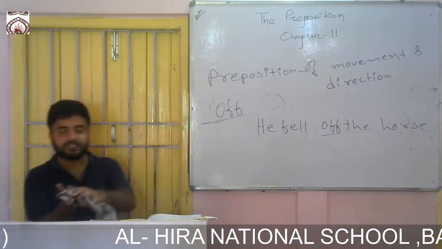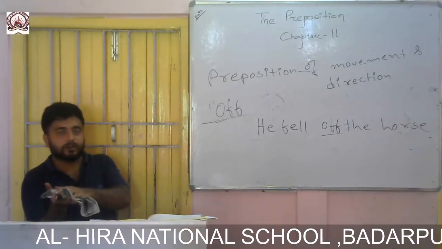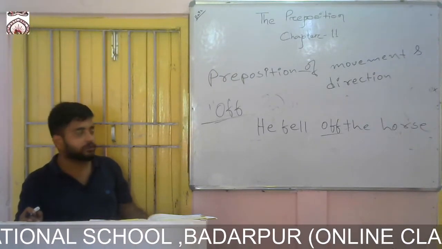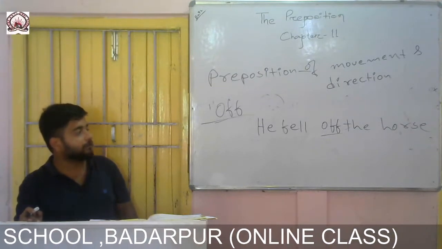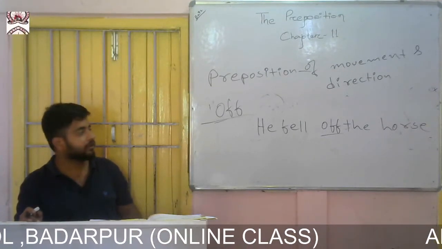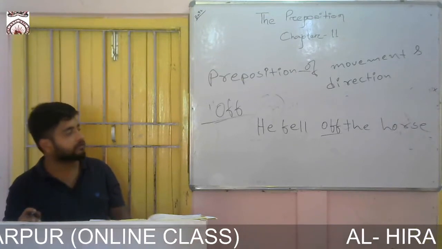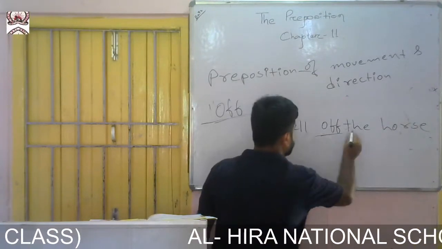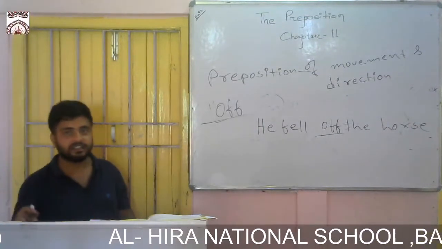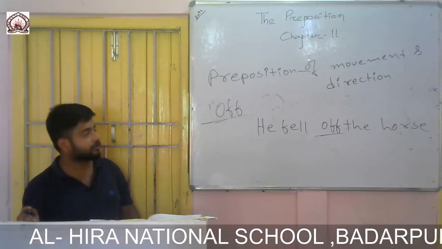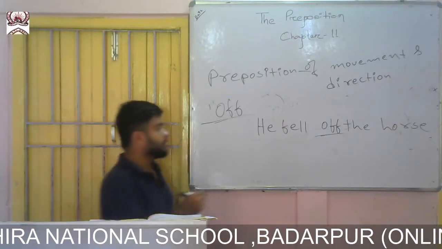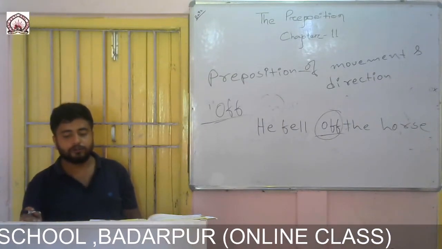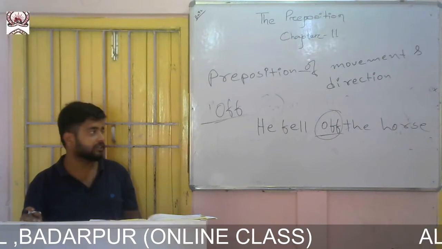That means earlier he was sitting on the back of the horse, on the top of the horse. Now there is a separation because he fell, the boy or maybe a man. So he fell off the horse. There is a separation, since he is now not sitting on the top of the horse. So which preposition do we have to use? We have to use the preposition off if separation is there.